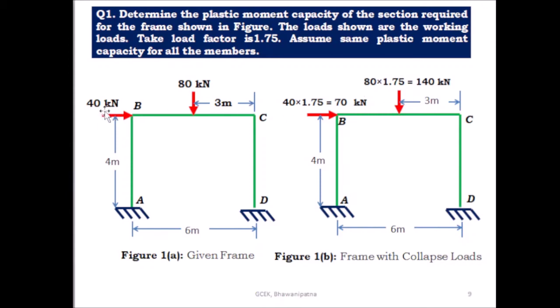Similarly, here the 40 kilonewton working load into the load factor 1.75 is equal to the collapse load 70 kilonewton. So this is the collapse load, 70 kilonewton. The horizontal collapse load is 70 kilonewton and the vertical collapse load is 140 kilonewton. And this is the frame with collapse loads.